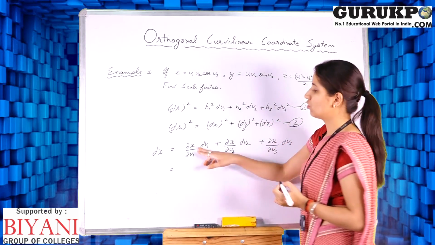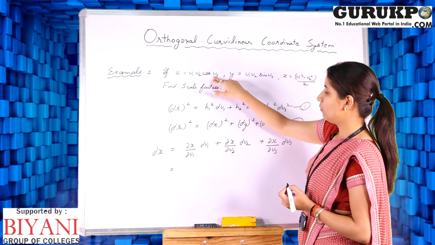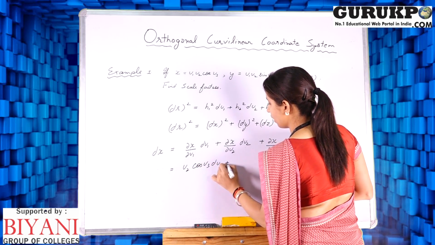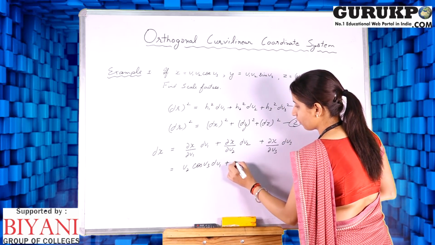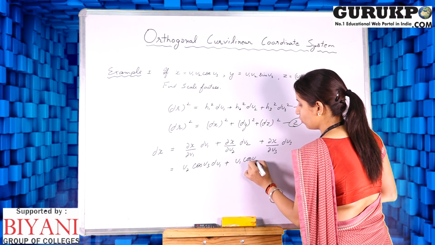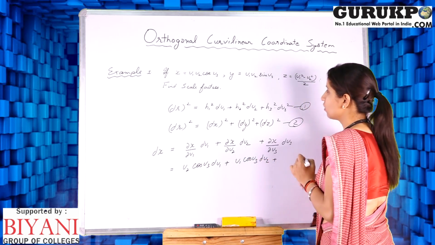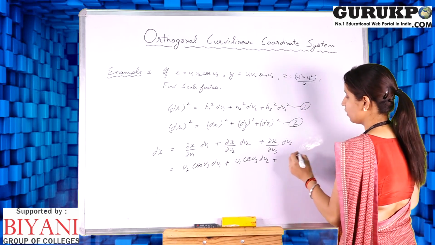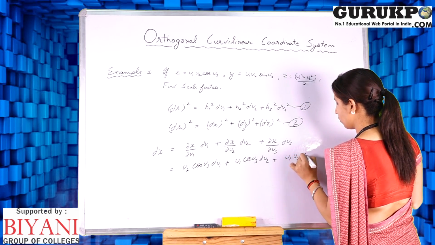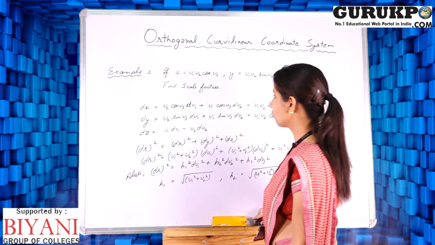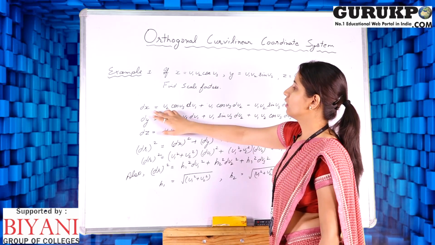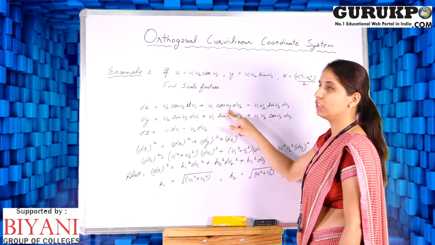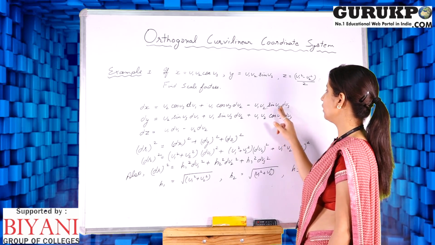Okay. Now the partial derivative of x with respect to u1 will be u2 cos u3 du1 plus, for u2 it will be u1 cos u3 du2 plus, for u3 here you can see cos u3, so it will be sin, so it will be u1 u2 sin u3. So we have found the value of dx. Taking the partial derivatives of x, you will get u2 cos u3 du1 plus u1 cos u3 du2 minus u1 u2 sin u3 du3.